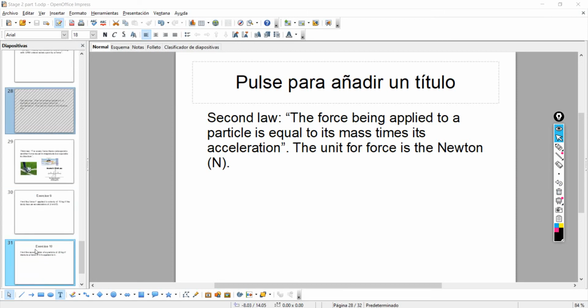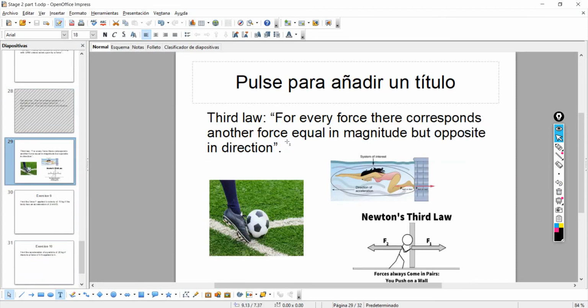And finally, the third law of motion, which is often told as: for every action there is an equal and opposite reaction. What does it say though? It says this: for every force there corresponds another force equal in magnitude but opposite in direction. What is that? Well, basically, guys, what this law is telling you is that forces always appear in pairs. Forces always come in pairs.